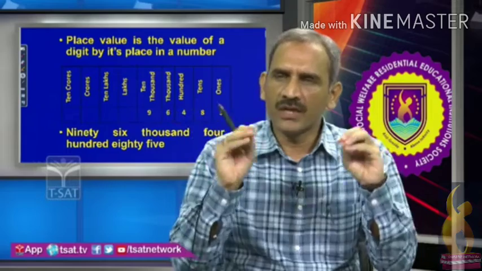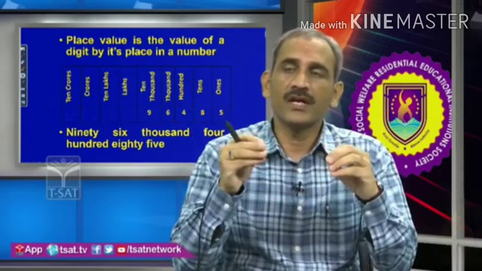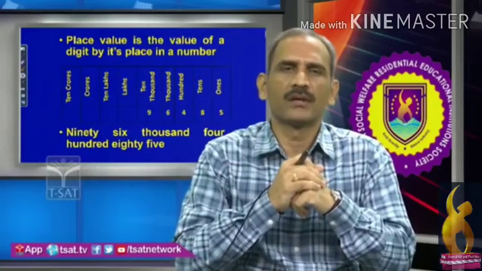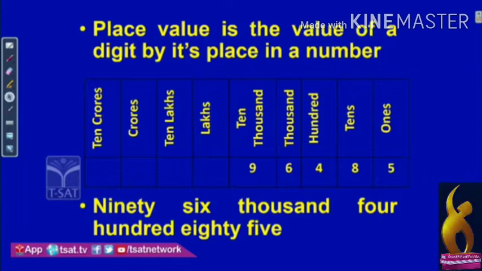Depending on the place value of the digit, we read that number. For example, if you take the same number, how many 10,000s are there? If you look at the number, we have 9 10,000s. That means the number consisting of 90,000. In the same way, 6 is in thousands place. So, how many thousands we have? We have 6,000. First we have 90,000, next we have 6,000, total we have 96,000.